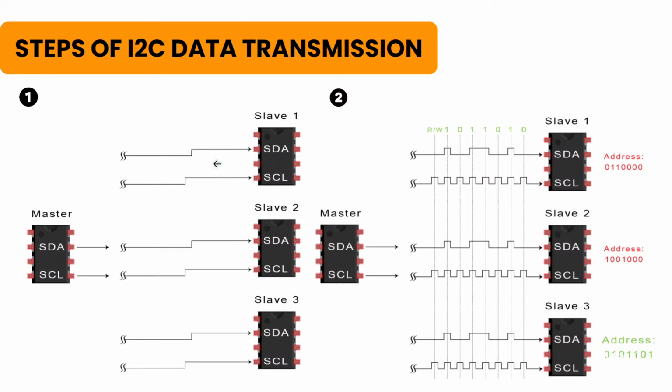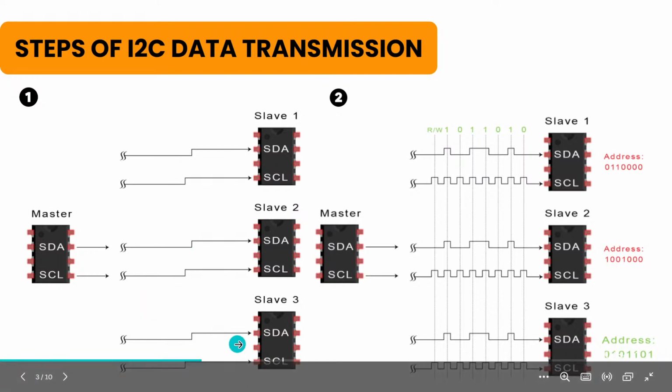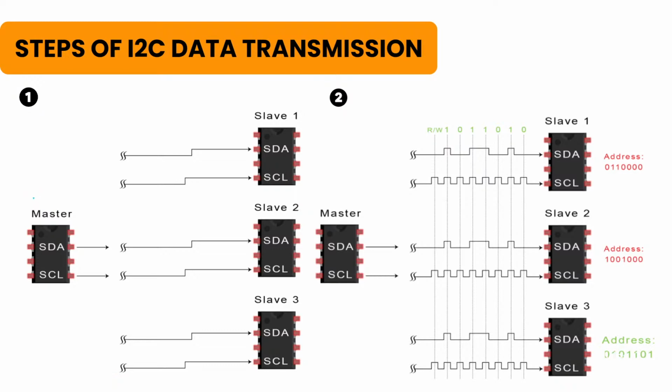So it switches the data line from a high voltage to low voltage level before switching the serial clock line from high to low. Sending a high to low signal to every slave. Slave 1, slave 2, slave 3. This is the first step. What is the second step?